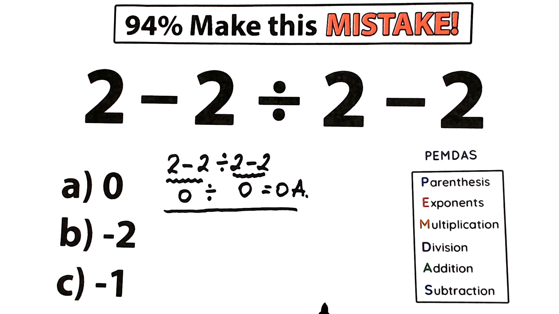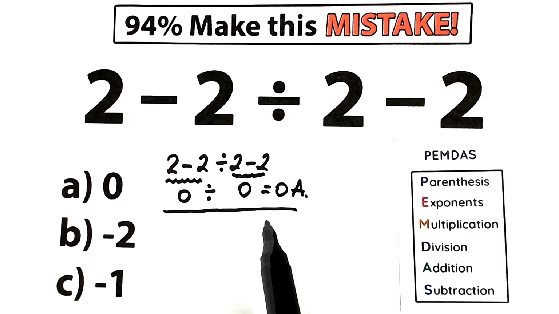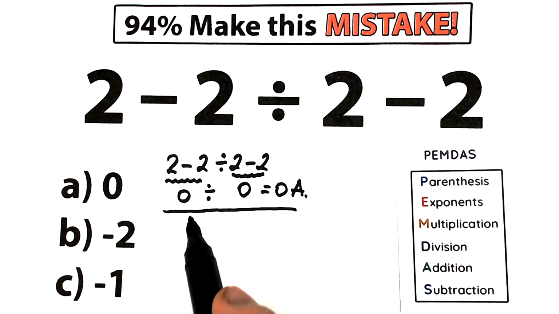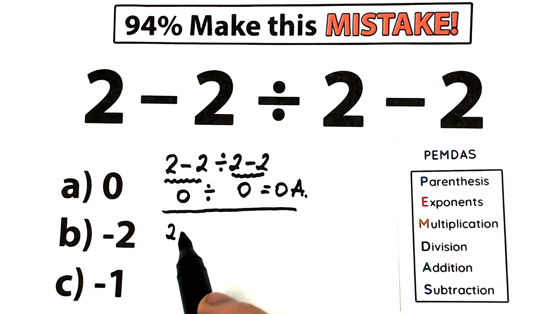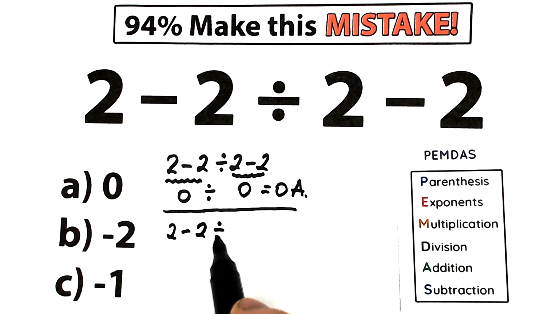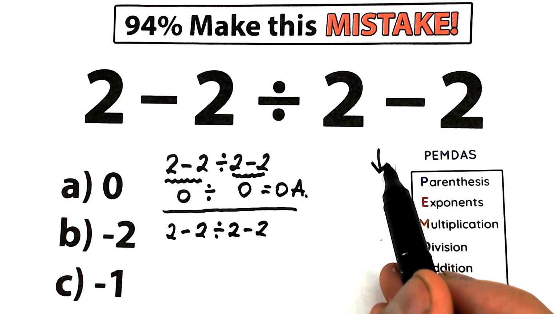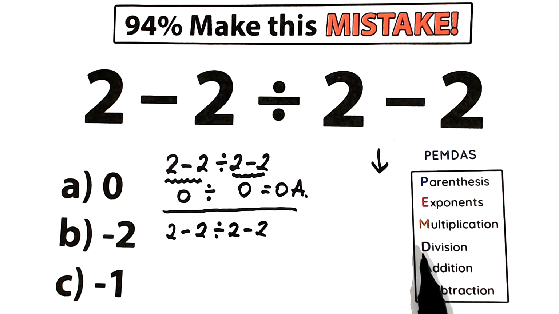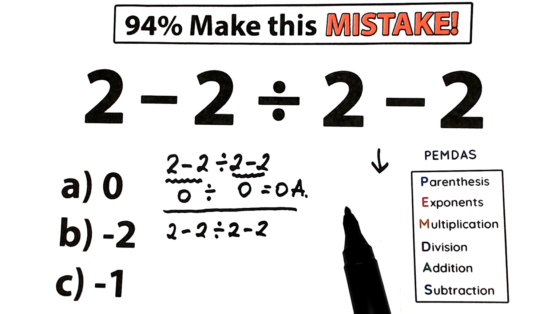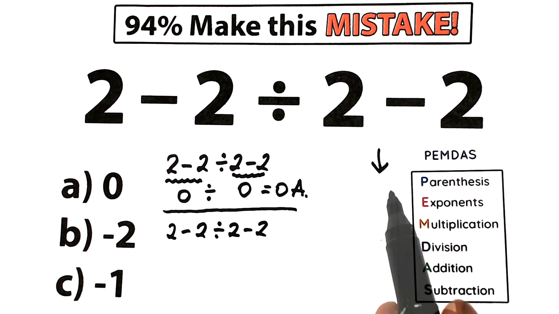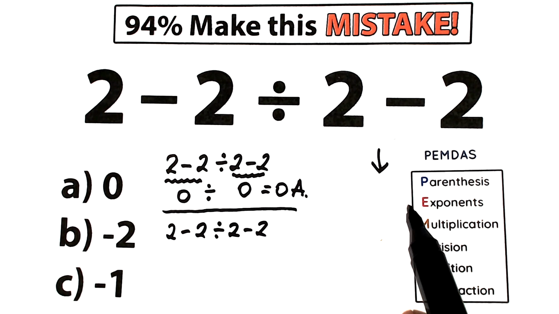We have a lot of steps right here, and let's solve this question according to this PEMDAS, and at the end of the video, let's check with this 0. So we have our question, 2 minus 2 divided by 2 minus 2. This PEMDAS goes from the top to the bottom. First we have parentheses, then exponents, multiplication, division, addition and subtraction. So let's start from parentheses because this is the first step and parentheses have the highest priority.